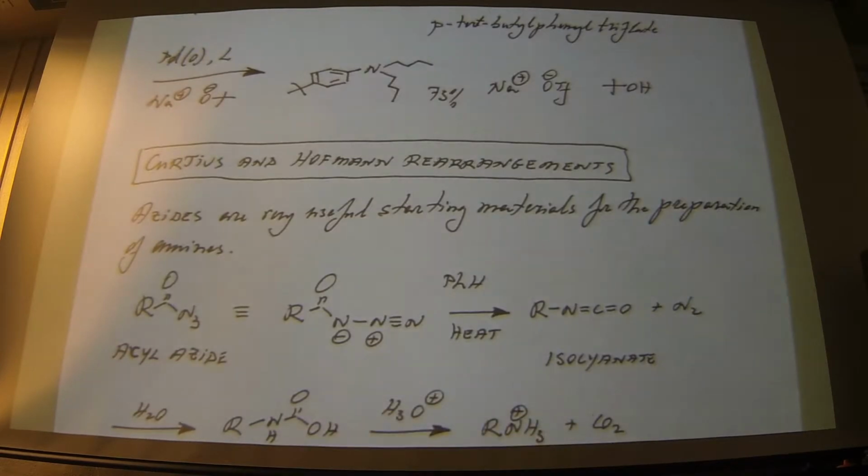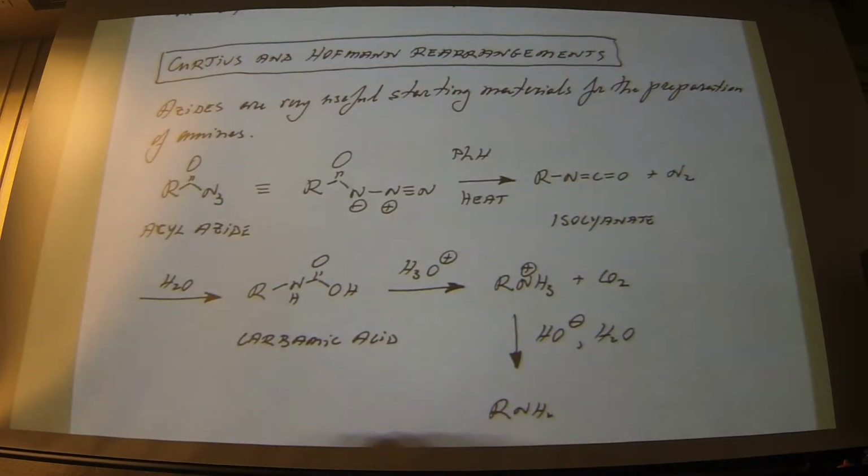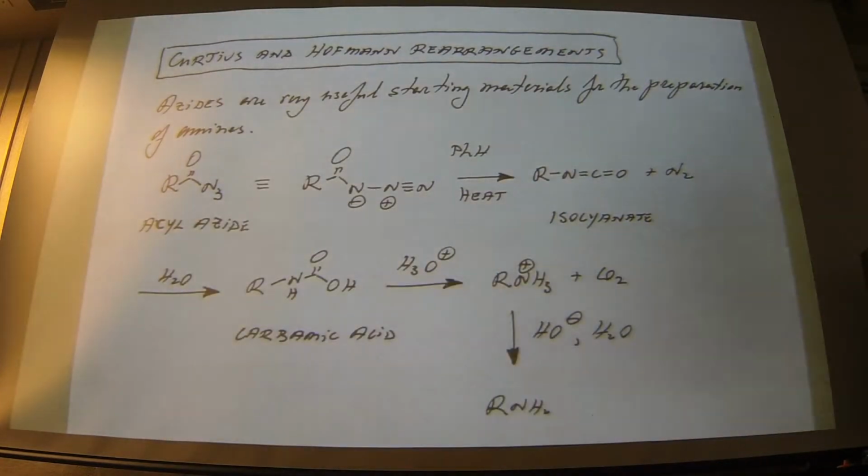Okay, so let's shift gears a little bit and talk about Curtius and Hofmann rearrangements. And by the way, I don't want you guys to obsess about the names. The names are not what's important. Remember them, that's great. Don't, no problem. What I do expect you to remember are the mechanisms. So don't try to memorize the names, but please pay attention to the mechanisms. Once you see these mechanisms, they're going to make a lot of sense.